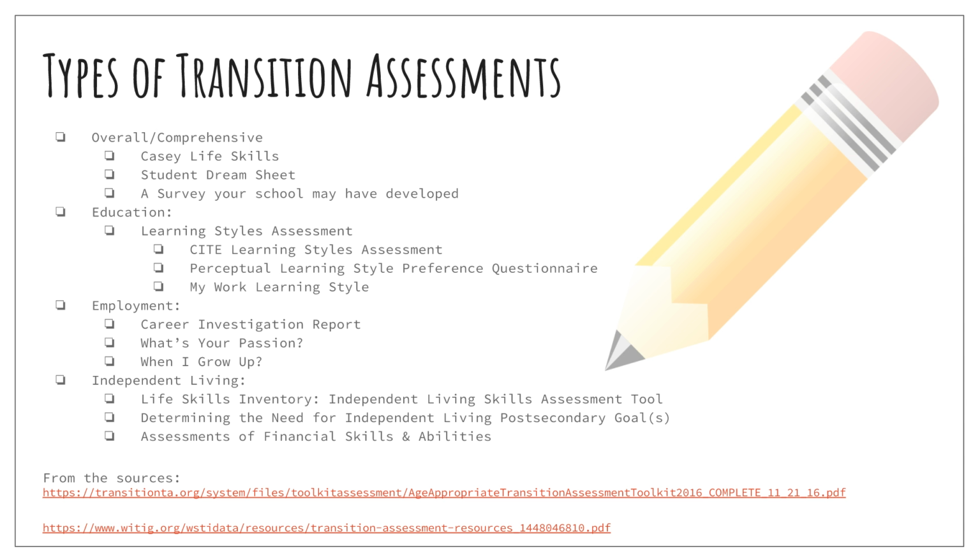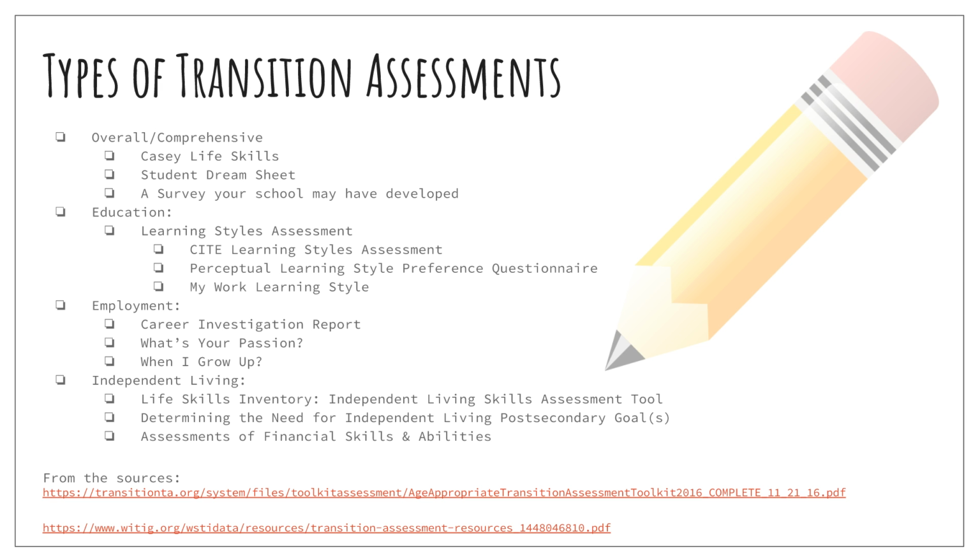There are many different types of transition assessments. To get overall or comprehensive information, you can do things like the Casey Life Skills, a student dream sheet, or the survey that your school may have developed themselves. That will give you the general information. Then, after gathering that general information, you can do further transition assessments in education, employment, and independent living to give you more information.